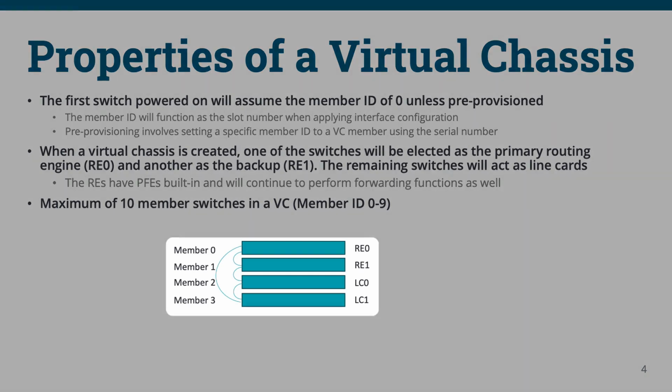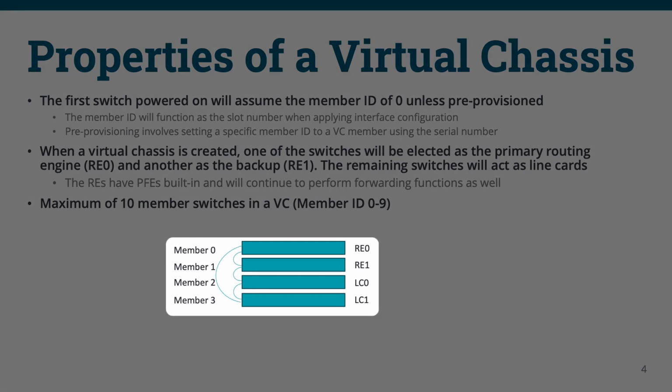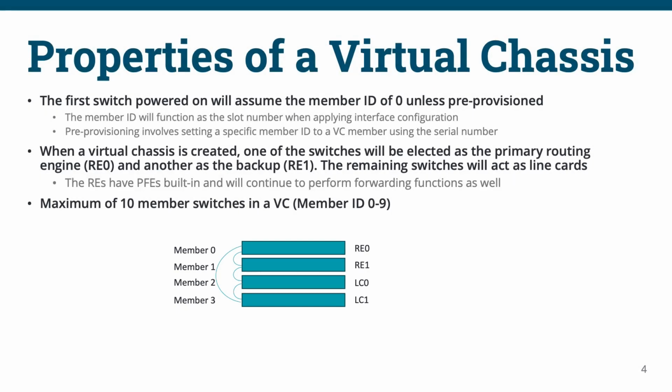In our diagram below, we see an illustration of a common method of interconnecting switches in a VC, and what the default roles and member IDs would be if the switches were powered on in order from top to bottom. Great. Let's now move on to the configuration of a virtual chassis. First, starting with the simplest configuration method, dynamically configured virtual chassis.